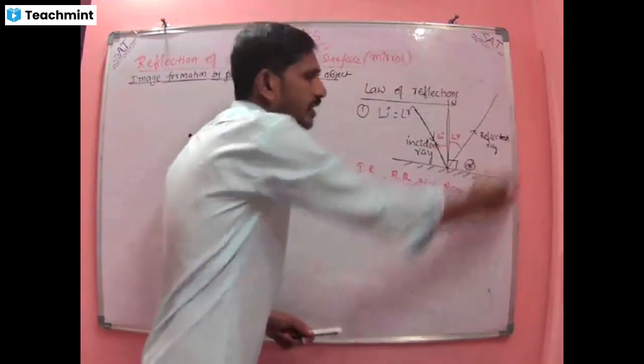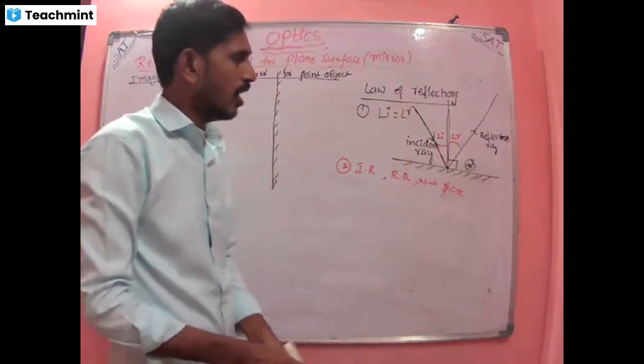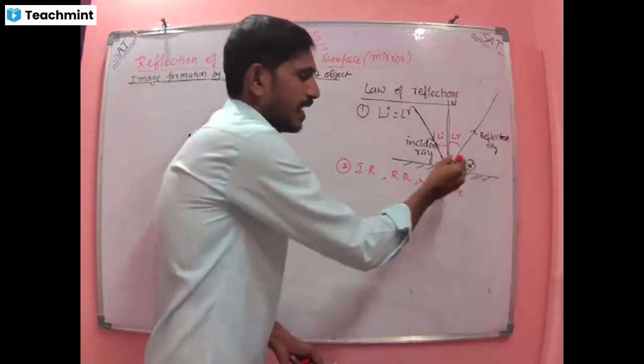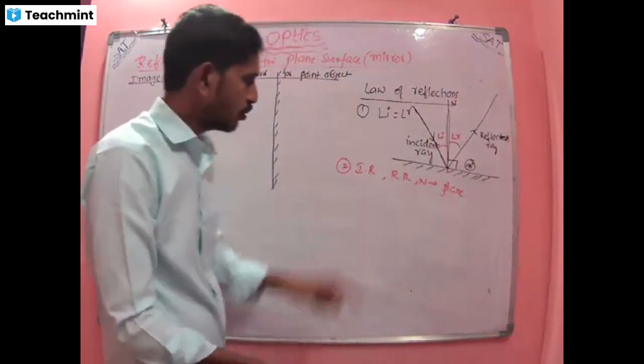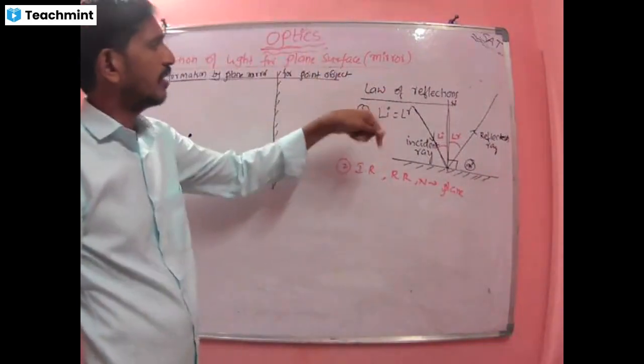For example, this is my board. Can you draw the incident ray, reflected ray and normal on it? Yes, we can draw. But if it is, for example, three-dimensional, it is not a plane. So all should be on the plane surface. That's why all should be in the plane, or coplanar. Those are the properties of the law of reflection.